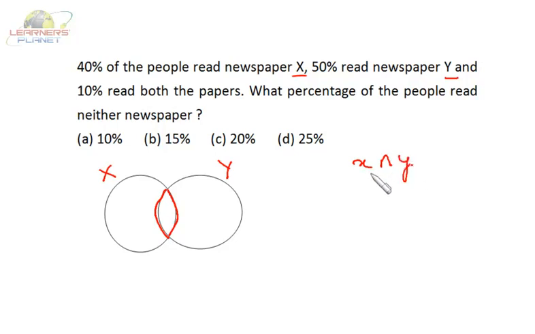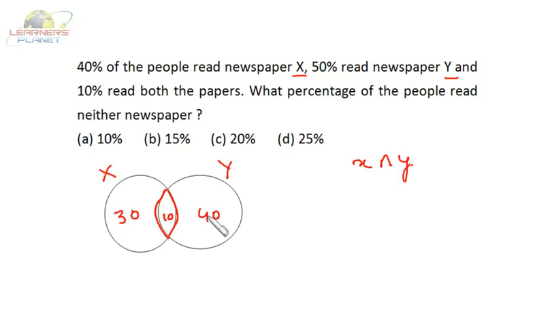That means the number of persons who are reading both the newspapers. Okay, so 10% read both the papers. So I just write 10 over here. Now 40% people read newspaper X. 10 I have already written over here, and the total of this circle must be 40. So it will be 30 over here. Okay, so 40% of the people read newspaper X. Okay, similarly 50% read newspaper Y. Now 10 is over here, so I would write 40. The total of this circle, that is the total of circle Y, is 50.